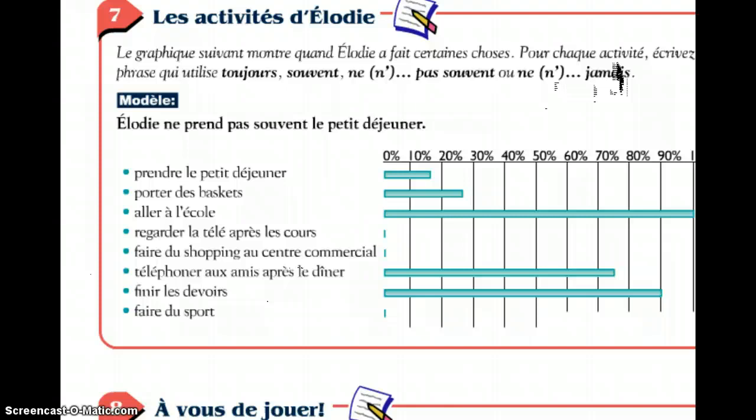So if we look at the chart down at petit déjeuner, it's only 15%. So it's not that often. So we say, elle ne prend pas souvent le petit déjeuner. But what about porter des baskets? We would say, Elodie ne porte pas souvent de baskets. What about aller à l'école? We would say, Elodie va toujours à l'école, because she does it all the time.